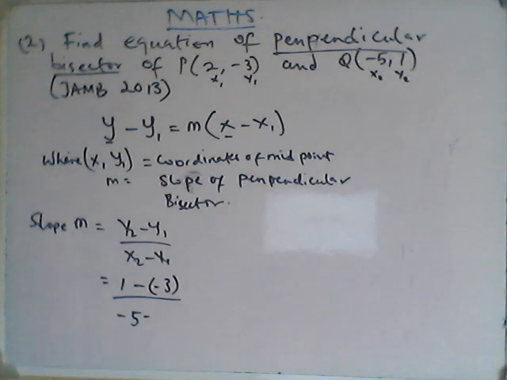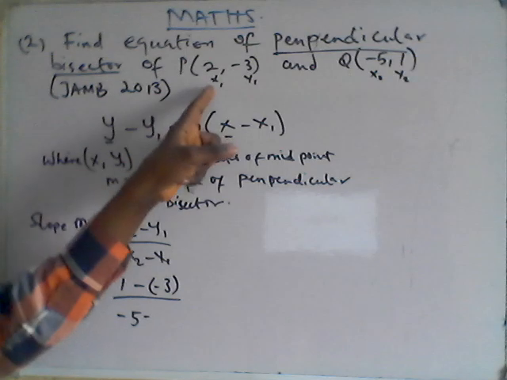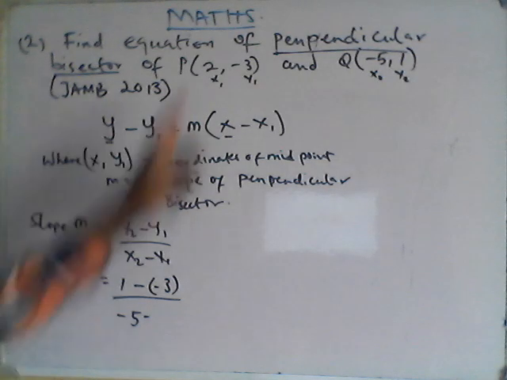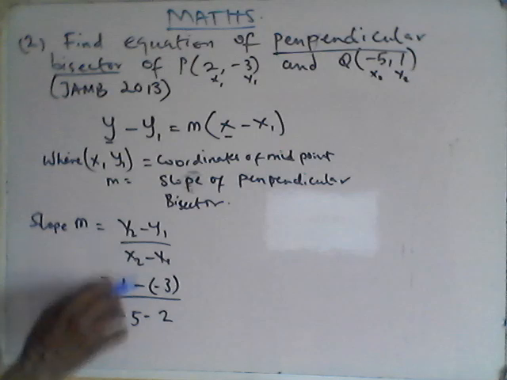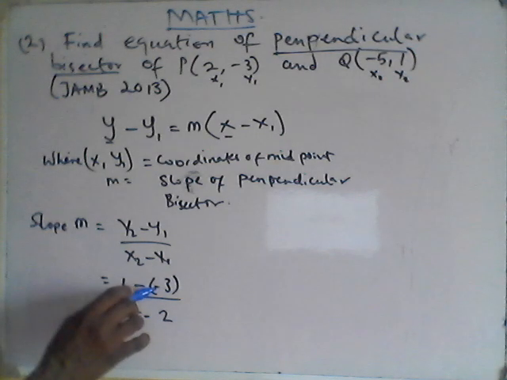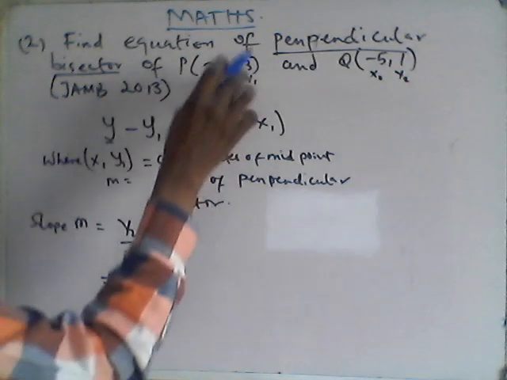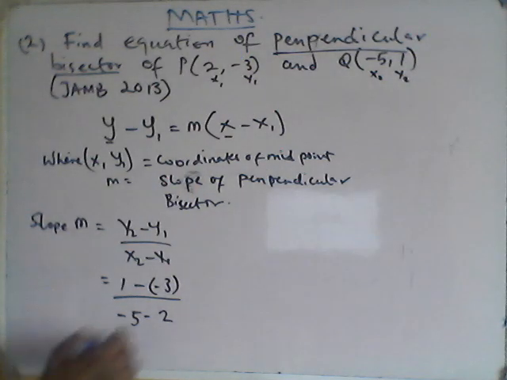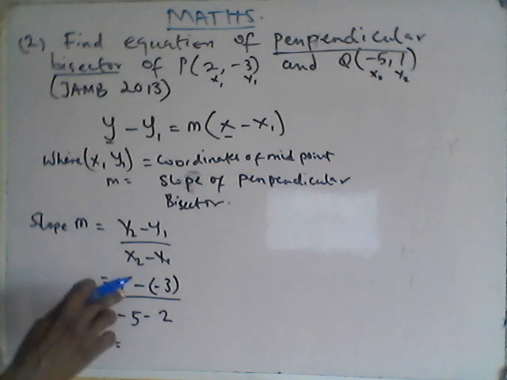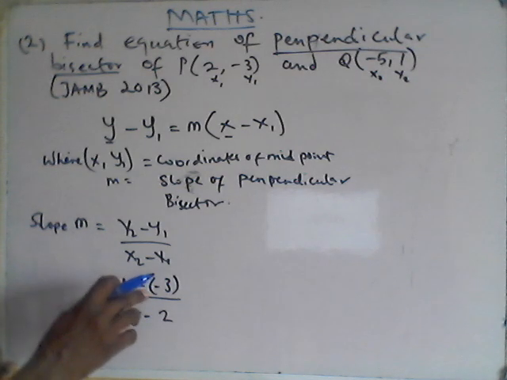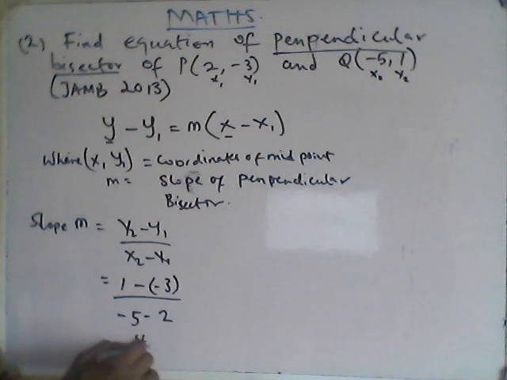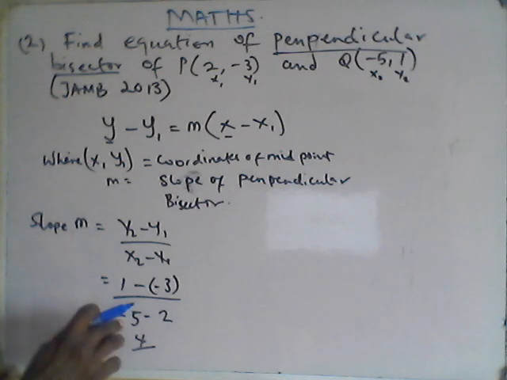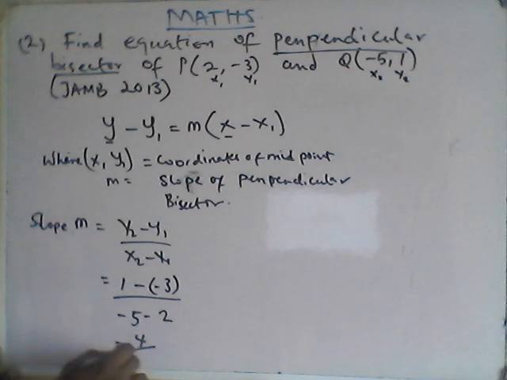And x1 is minus 2, sorry. Okay, so this minus at the center here is from the formula. This minus attached to this particular value is from the coordinates value. By the time I do the math here, this is 1 minus minus 3, which is the same thing as 1 plus 3, because minus minus comes plus. 1 plus 3 will give me 4 upstairs, and minus 5 minus 2 will give me minus 7. So the slope is actually minus 4 over 7.